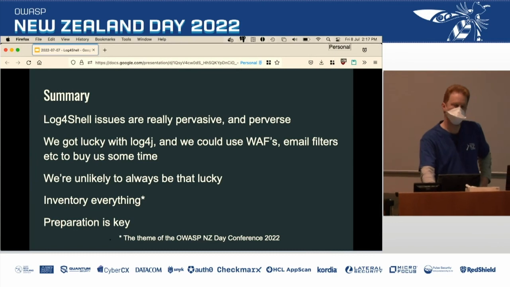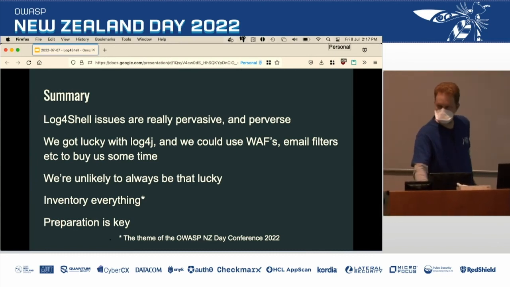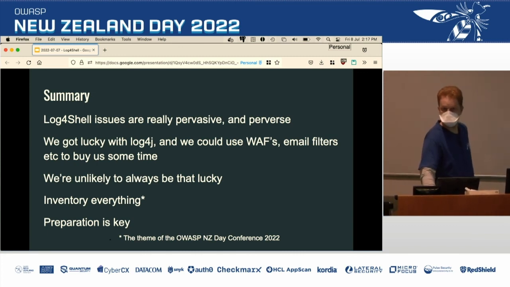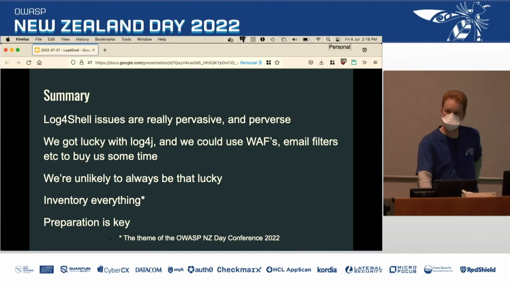Okay, so in summary, Log4Shell issues are really pervasive and perverse, in a complicated way. And we got really lucky with Log4j. I don't think we should say we nailed it as an industry, because we actually got hammered by it. And it was pretty much the simplest possible string that we could have detected, as far as detecting it coming in. And we still, as we can see, can't stop it. So we're unlikely to always be that lucky. And so patching is the important thing. And in order to do that, you need to have an inventory of everything. And as you know, the applications we build have a lot of transitive dependencies, libraries that use libraries. Cool, and preparation is key. So with that, I have 2 minutes for questions.